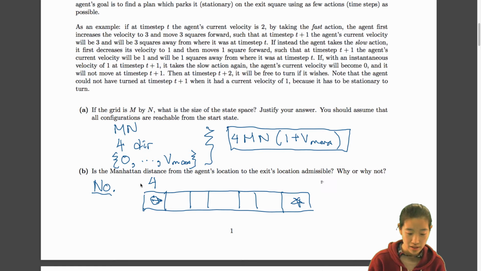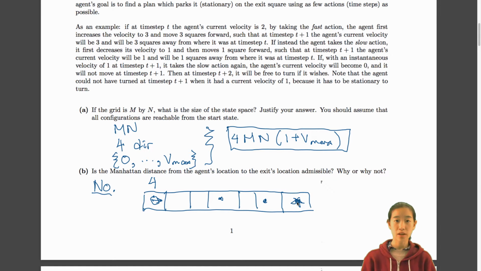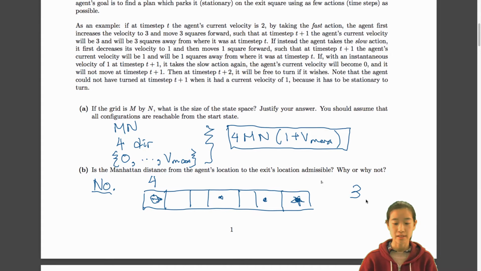Now let's calculate how many steps it is. If we choose 1 slow action, it's going to end up here. It does another slow action, it's going to end up here. Takes another slow action, it ends up at the goal. And then takes a slow action, it ends up with velocity 0. So how many steps did that take? That only took 3. Versus the Manhattan distance, which was 6, which is not less than or equal to 3. So in this case, Manhattan distance is not admissible.